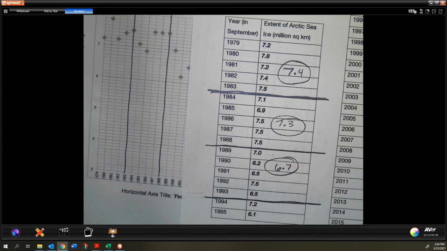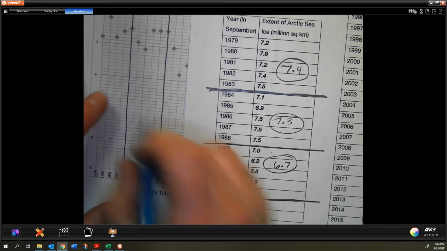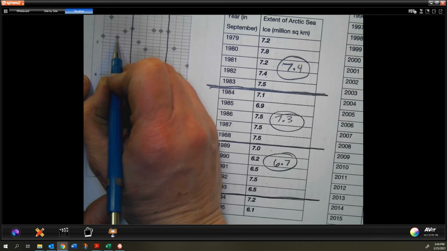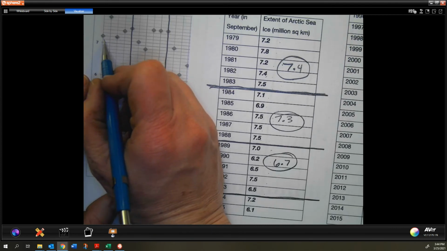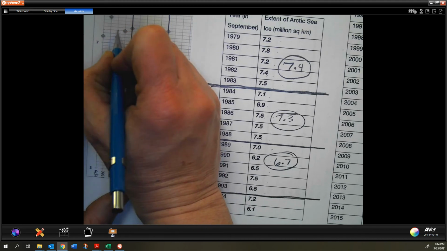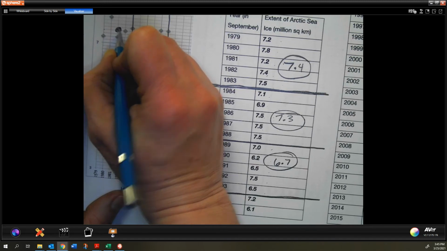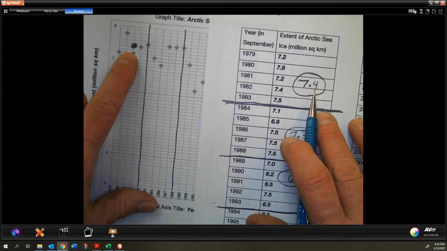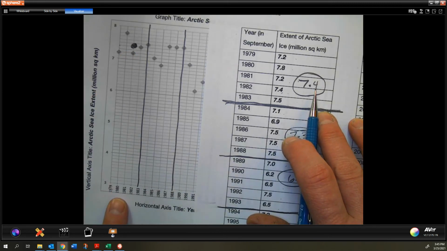So the next thing is to just put a dot in the middle. So right here's the middle at 7.4, 1, 2, 3, 4. At 7.4, I'm going to put this big dot right here. And that's my average from this section. So this section plotted right here and the average for it.